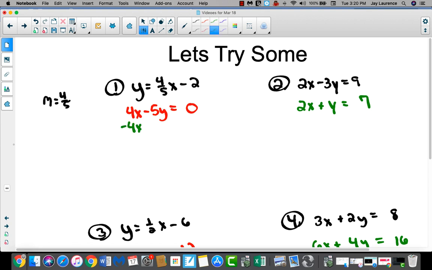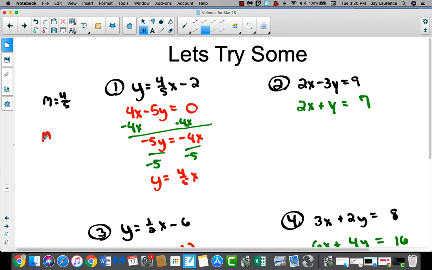So first I'll subtract 4x from both sides. Okay, so now I'm at negative 5y equals negative 4x. I could put plus 0, but I don't really need to, so I'm not going to. And then I'll divide by negative 5. And divide by negative 5. Those two negatives on the right-hand side will cancel out, leaving me 4/5 x. So it turns out that the slope for the red one is also 4/5.